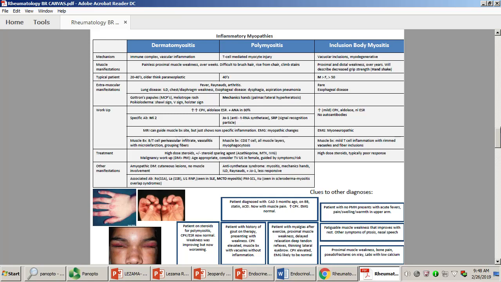All right, so on the biopsy, as I already told you, it's going to be different between the dermato and the poly, since the mechanism behind it is different. So the muscle biopsy in dermato is going to have a B/T cell perivascular infiltrate with an actual vasculitis, with microinfarction and grouping fibers. So vasculitis, think of that with dermato. Polymyositis is going to be more T cell mediated, as we already discussed. So CD8 T cells, it's going to involve all muscle layers, and you're going to see myophagocytosis.